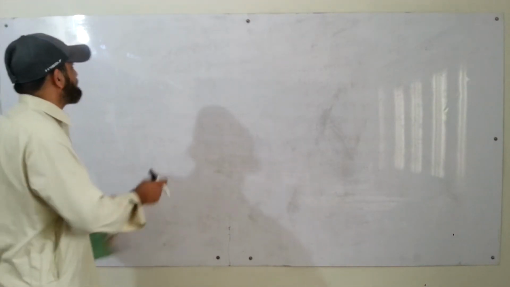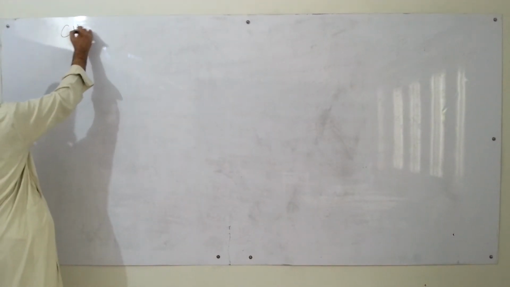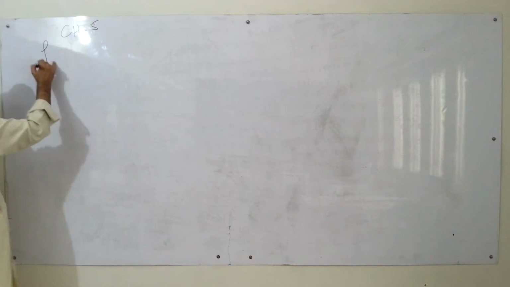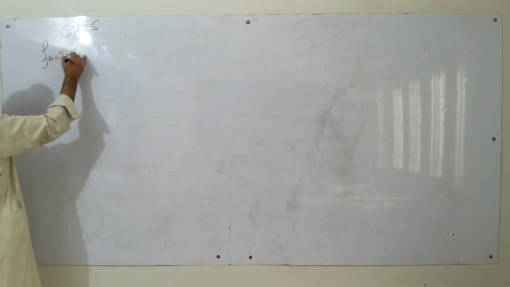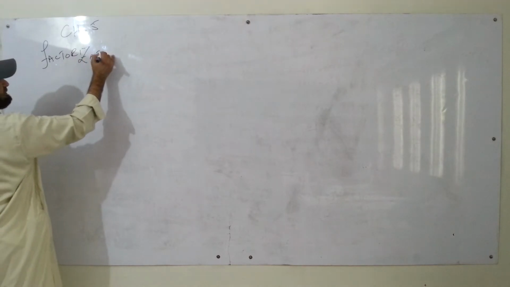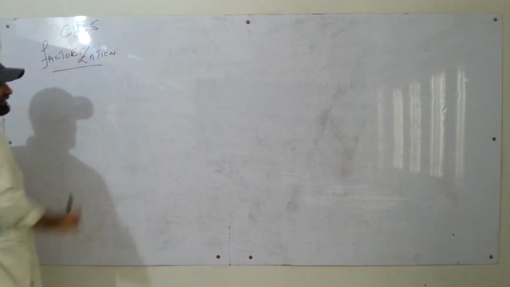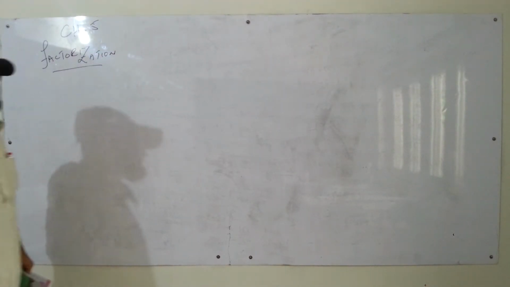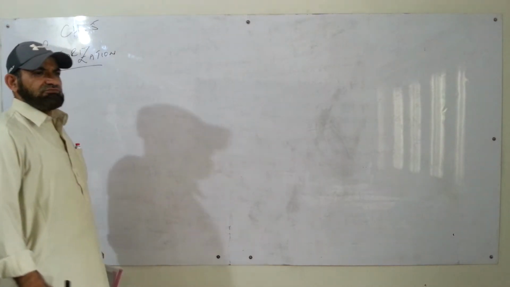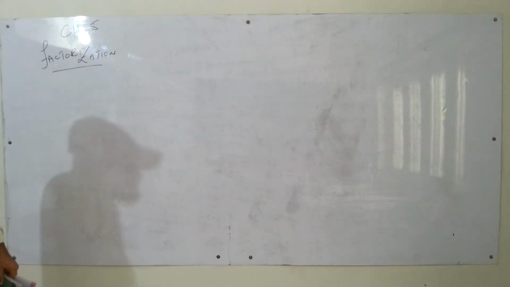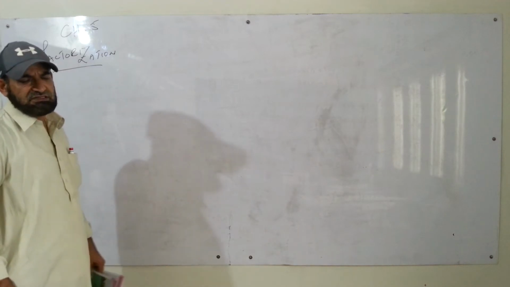Now we start chapter number 5 today: Factorization. Factorization is an important chapter from the board point of view. Chapters 5 and 6 carry 4 questions, 2 from chapter 5 and 2 from chapter 6, in section B of the board paper, inshallah.